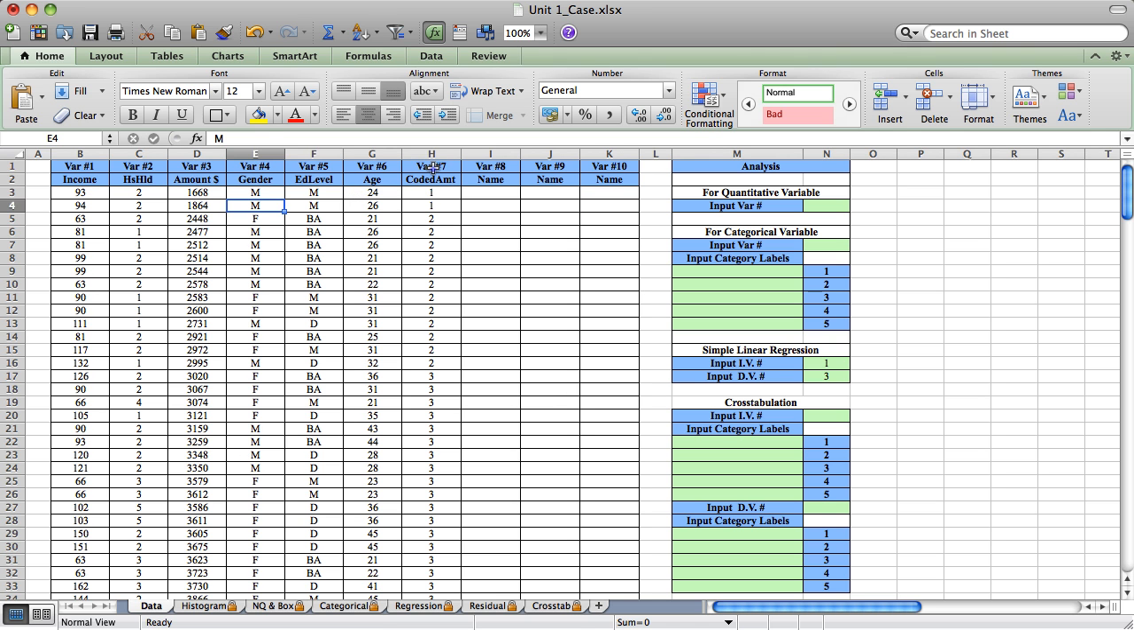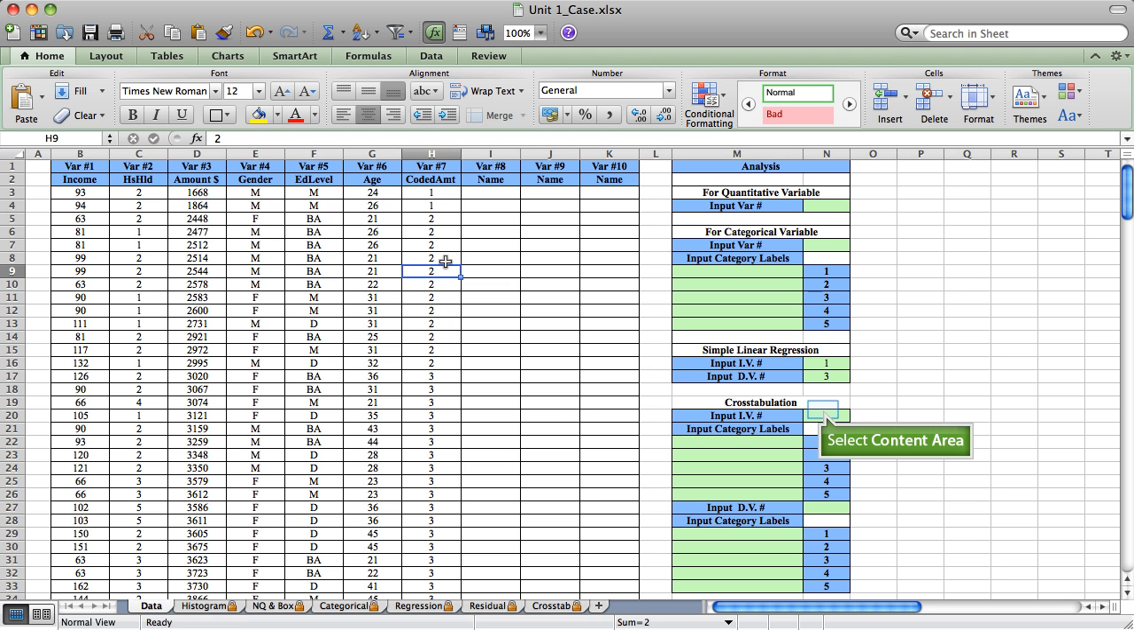Variable 7, called coded amount, is a recoded version of variable 3. Simply using the first digit, I've created categories separated into thousands. So the 2's all spent in the 2,000 range, the 3's all spent in the 3,000 range, and so forth.